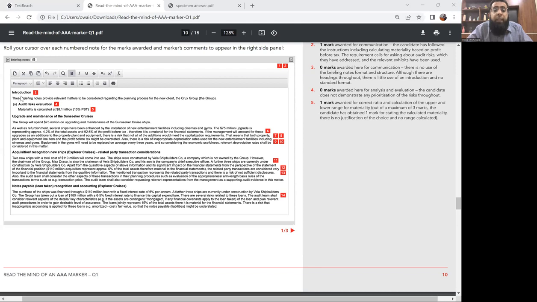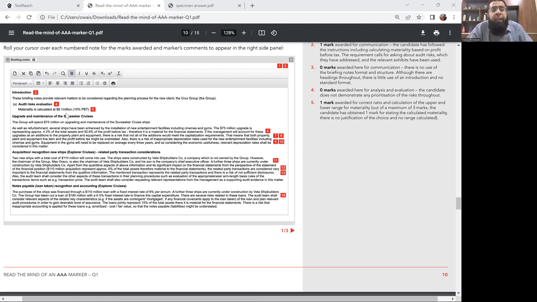Candidate 2 started his answer with an introduction: "These briefing notes provide relevant matters to be considered regarding the planning process for the new client, the Crux Group." So the introduction is very short. He should have referred the hearing and the requirements which he's going to cover in the briefing notes. Further, he has also listed the initial format of the briefing notes, which should start from to, from, subject, date, and then a proper introduction. Okay. Then part A, audit risk evaluation.